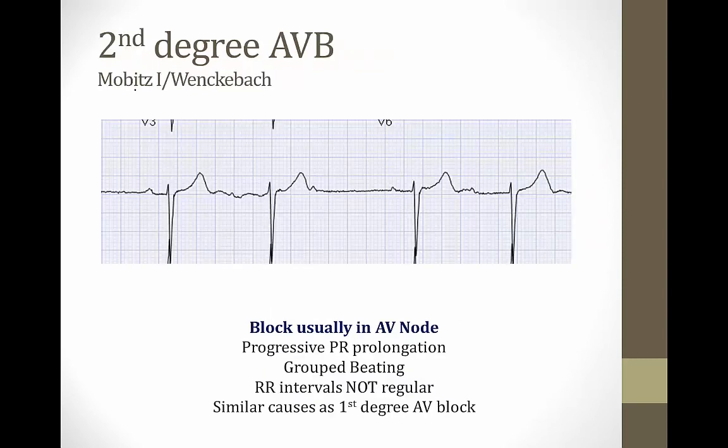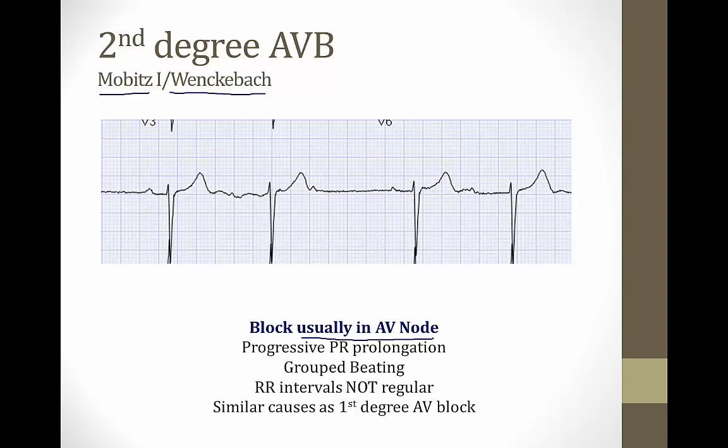Now let's talk about second degree AV blocks, and as I told you before, in all second degree AV blocks there are some conducted P waves and some non-conducted P waves. I also told you before that second degree AV blocks are subdivided into two subtypes, and we'll talk about the first subtype now, which is called Mobitz type 1 block or Wenckebach. In Mobitz type 1 or Wenckebach, the anatomic location of the block is also usually in the AV node, just like first degree AV block.